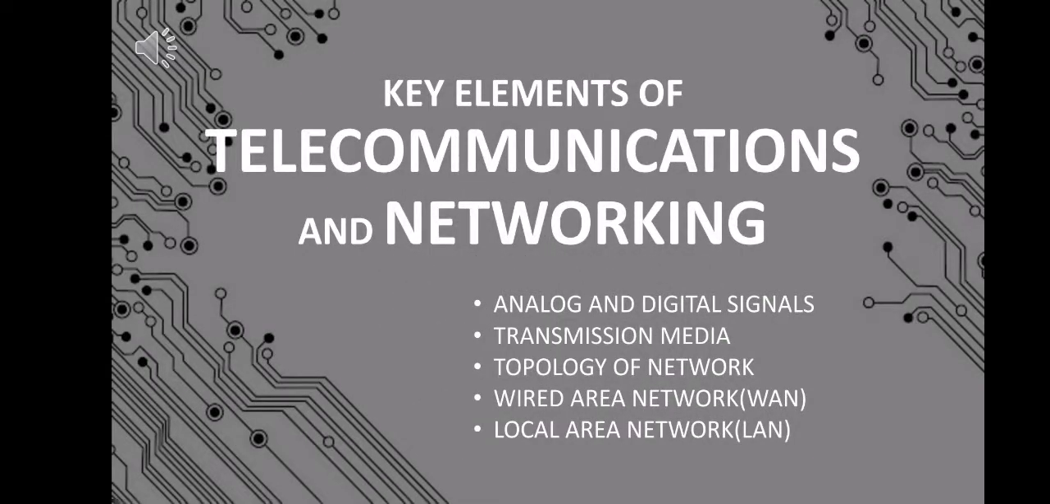The key elements of telecommunications and networking: analog and digital signals. An analog signal signifies a continuous signal that keeps changing with time. A digital signal signifies a discrete signal that carries binary data and has discrete values. Digital signal is square waves. Transmission media: a telecommunication network is made up of some physical medium over which communications are sent.